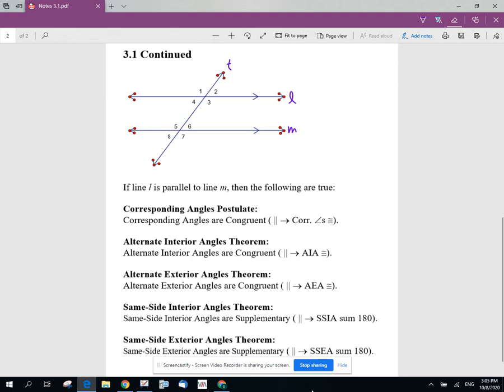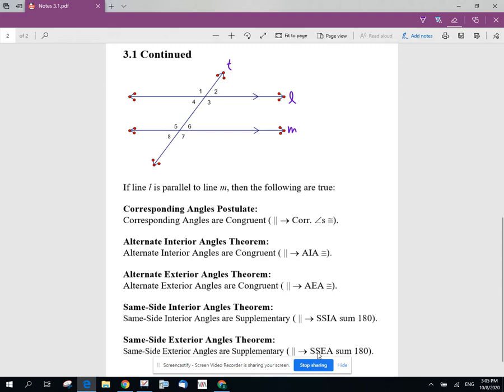But again, just as a reminder to pick up where we left off, this says parallel lines implies corresponding angles are congruent. This says parallel lines implies alternate interior angles are congruent. The letters are important. There's only one letter difference between these two, interior and exterior. You wouldn't want to use the wrong one. And we're going to prove some of these today.